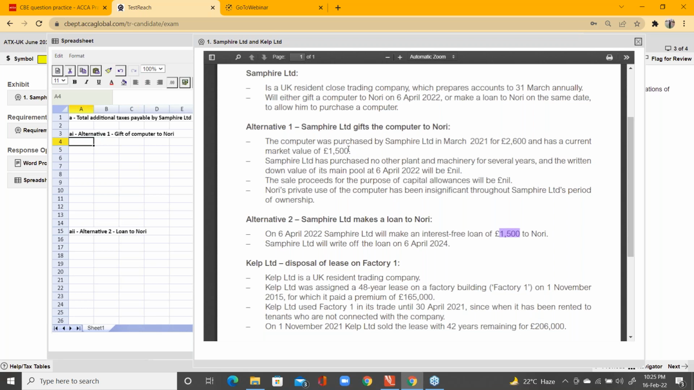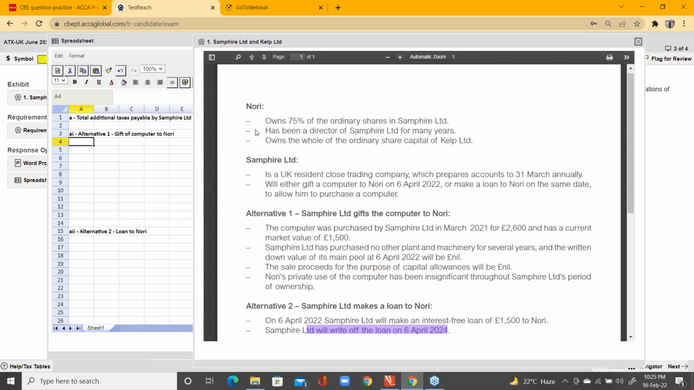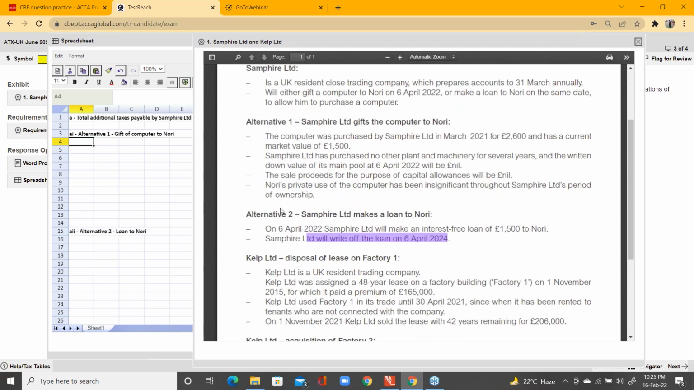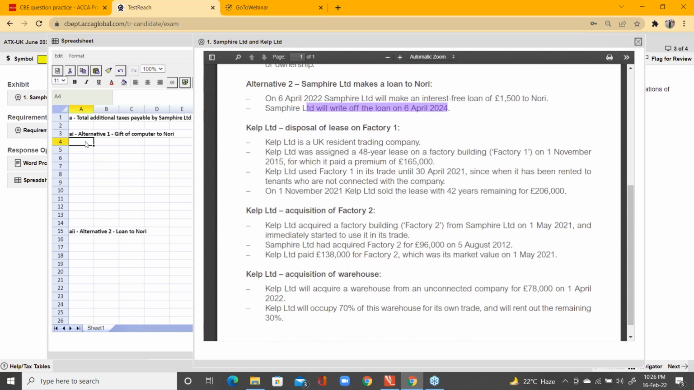Over here the company was providing an asset with a market value of 1500. In alternative 2, the company is providing 1500 to that shareholder, and that person can purchase the computer him or herself. S Limited will write off the loan on 6 April 24. So that is all the information pertaining to part A of the question. We will come back and read and answer part B of the question as well.